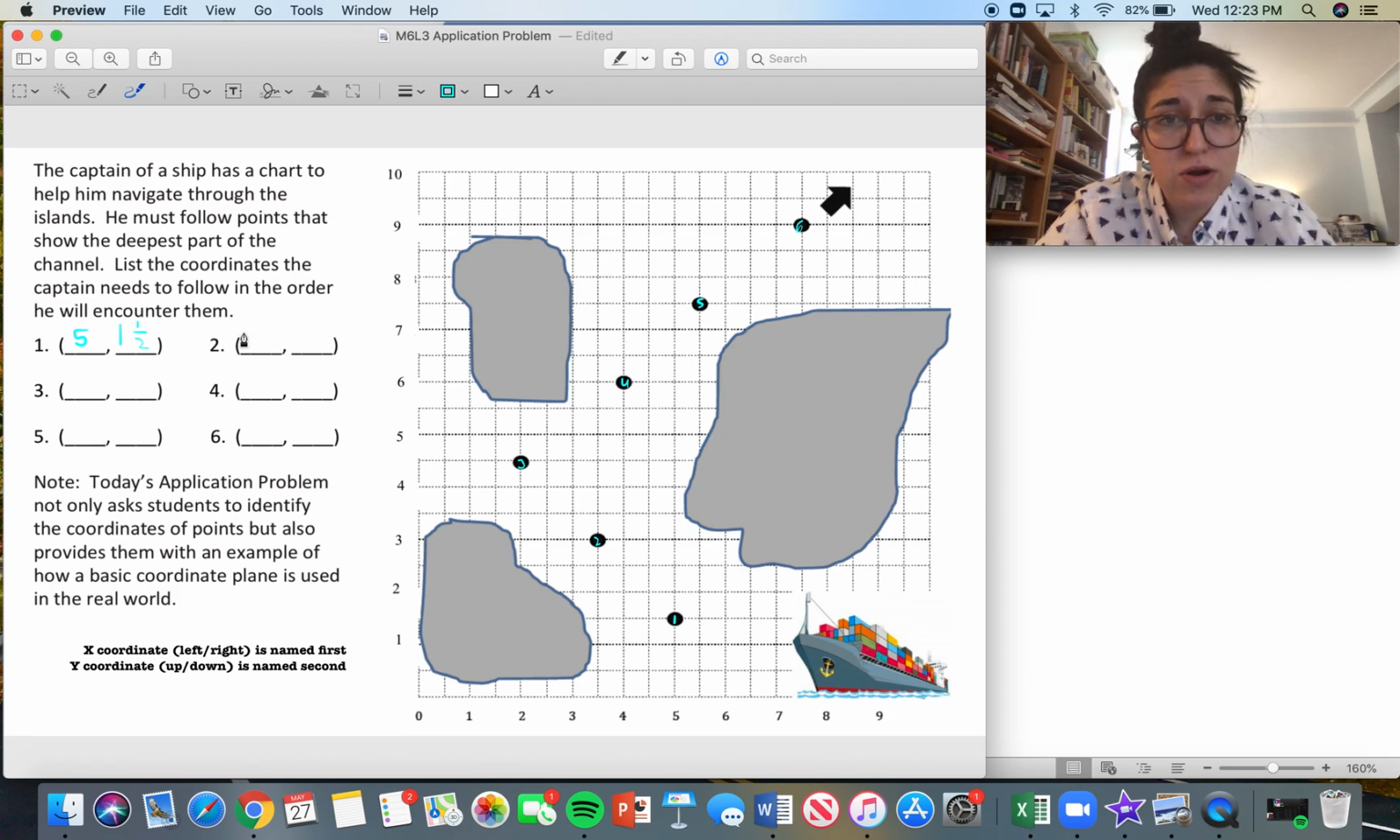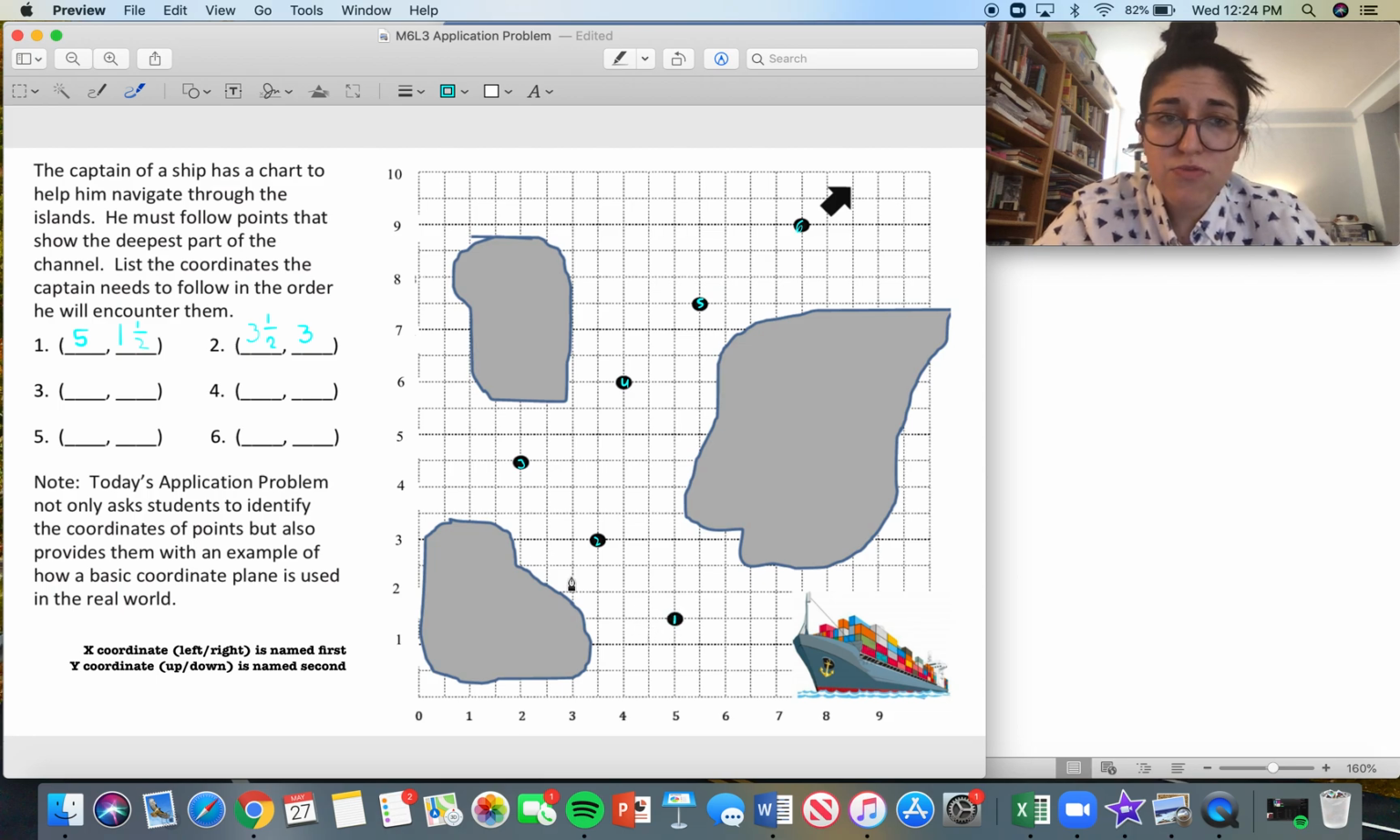Let's look at coordinate number 2. That's right here. So how far this way is it? It's right on this line. It's right between 3 and 4. So that means that it's going to be at 3 and 1/2. And then, how high up is it? It's exactly 3 up, right? So I'm going to make it 3.